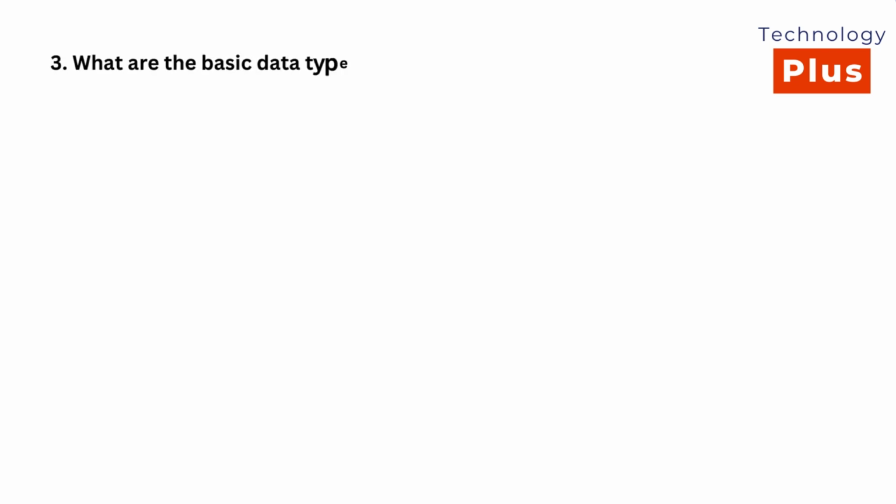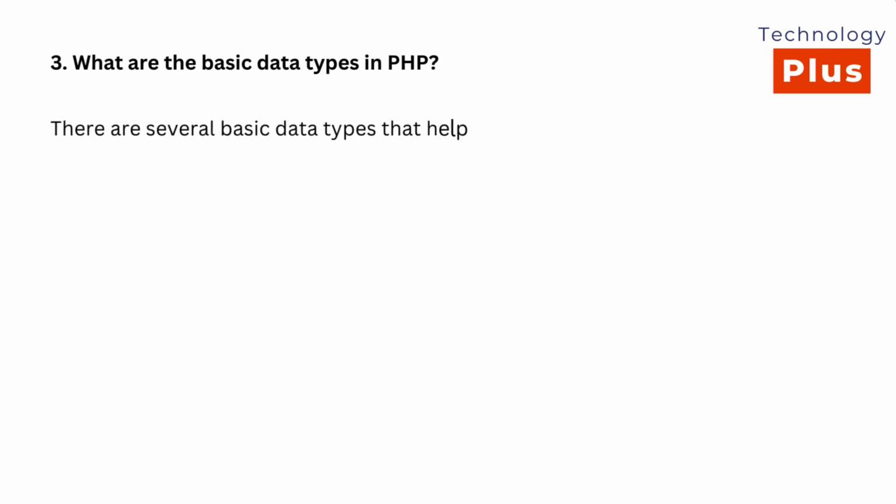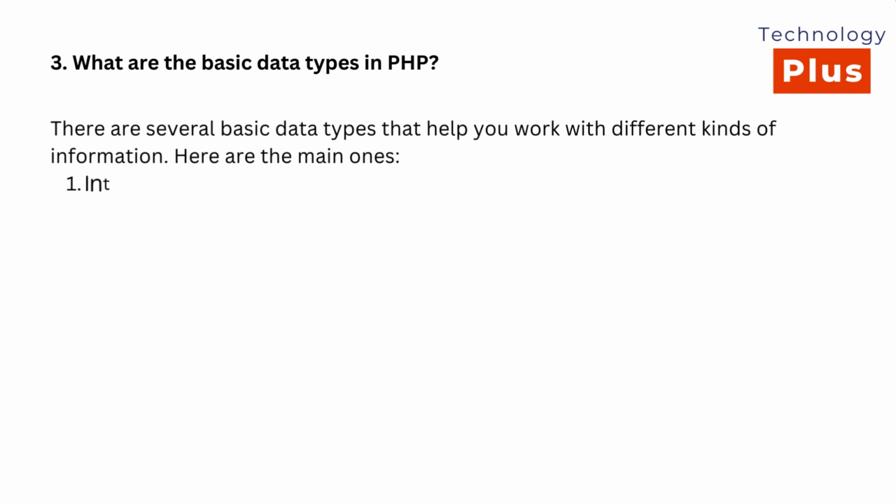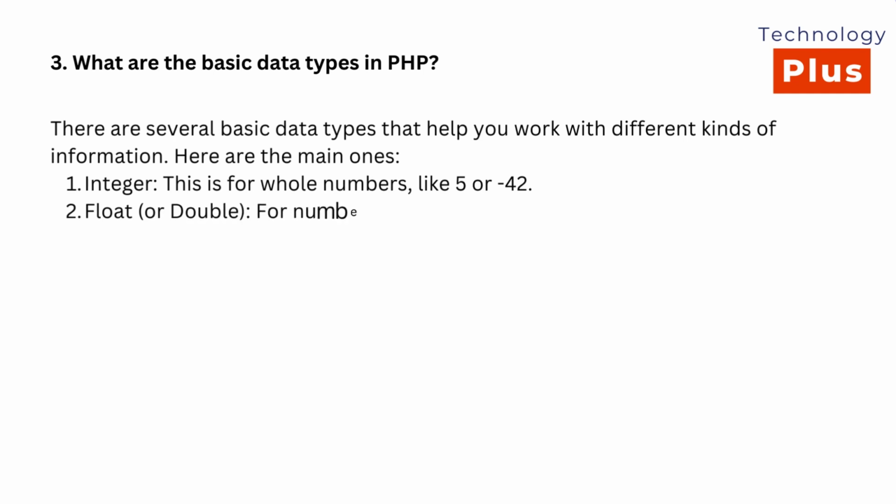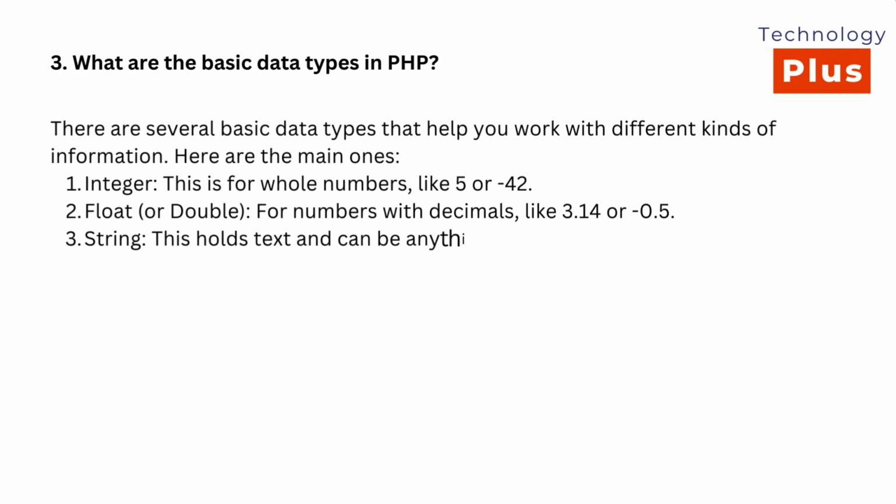What are the basic data types in PHP? There are several basic data types that help you work with different kinds of information. Here are the main ones. 1. Integer. This is for whole numbers, like 5 or -42. 2. Float, or double, for numbers with decimals, like 3.14 or -0.5. 3. String. This holds text and can be anything from a single letter to a long paragraph.